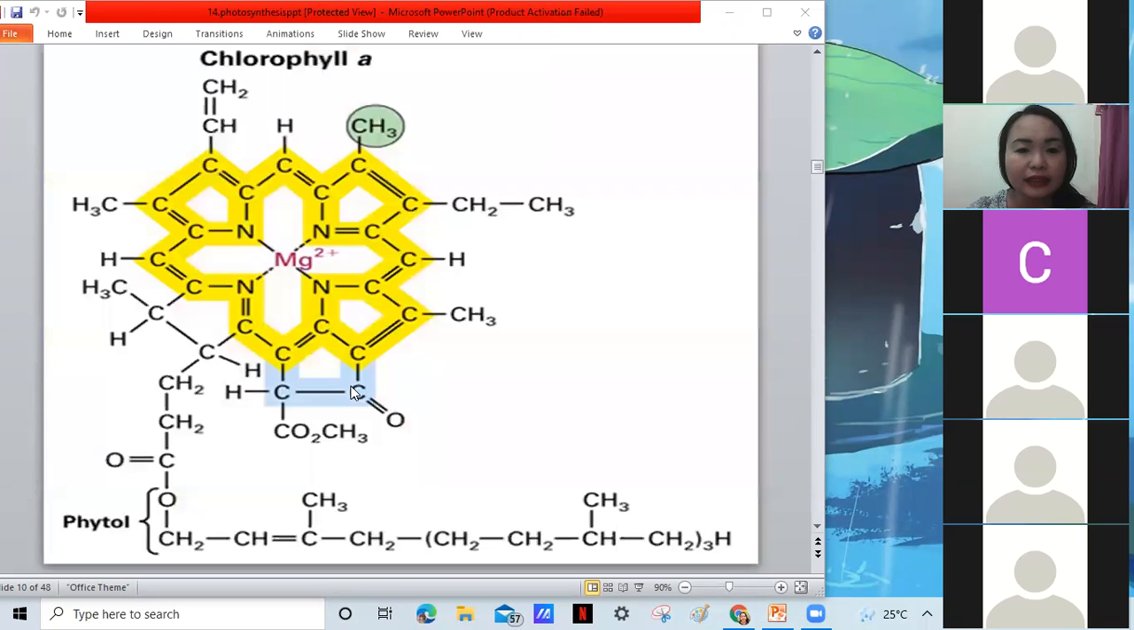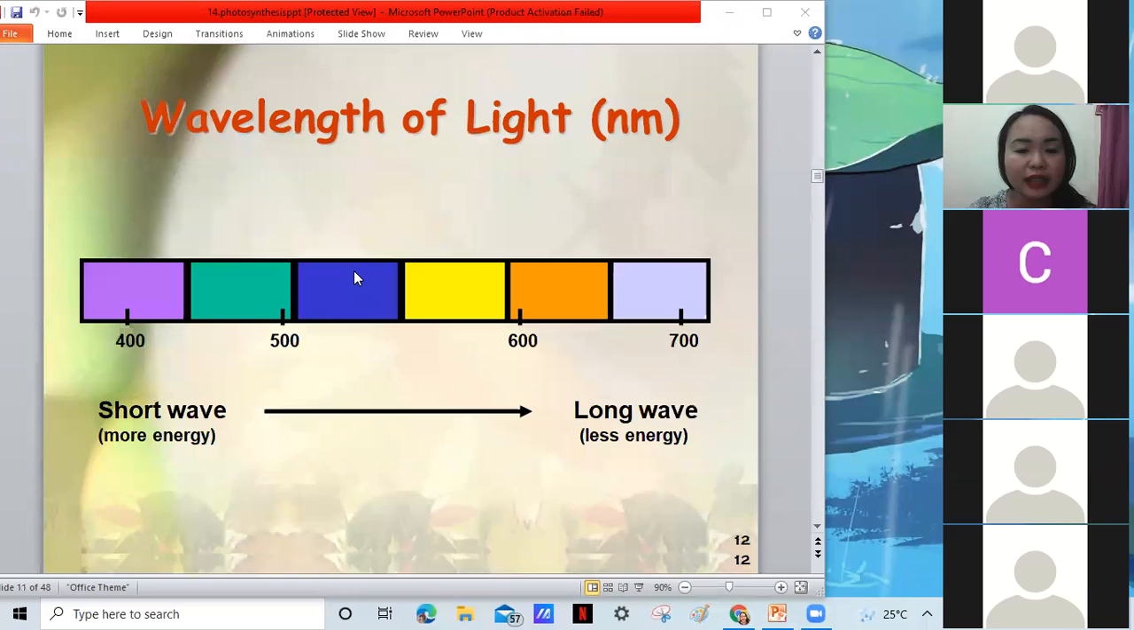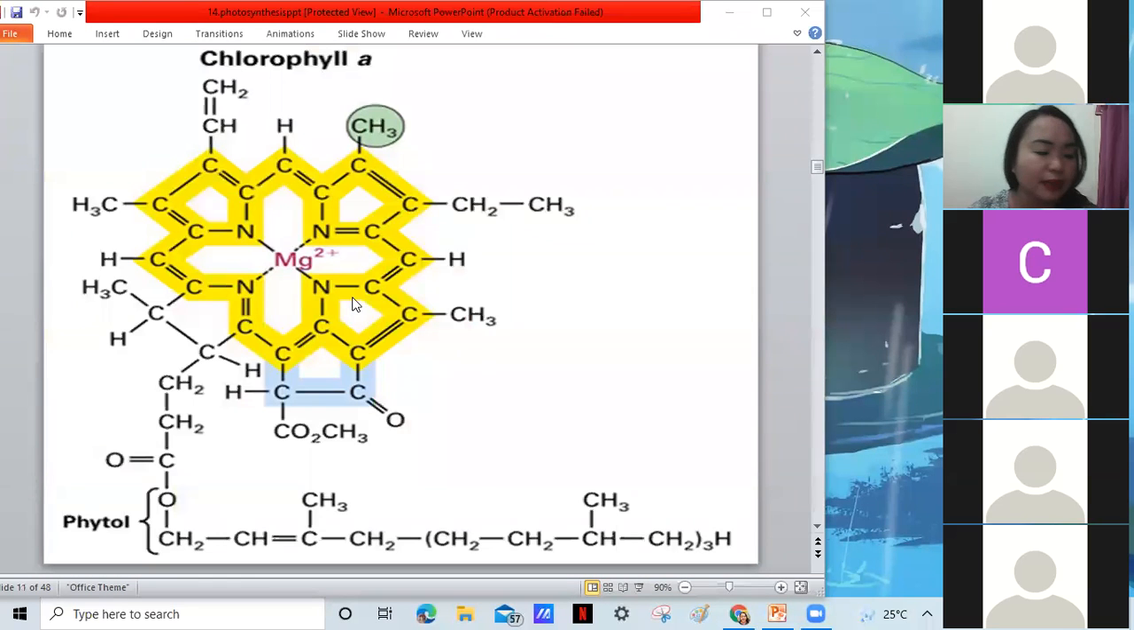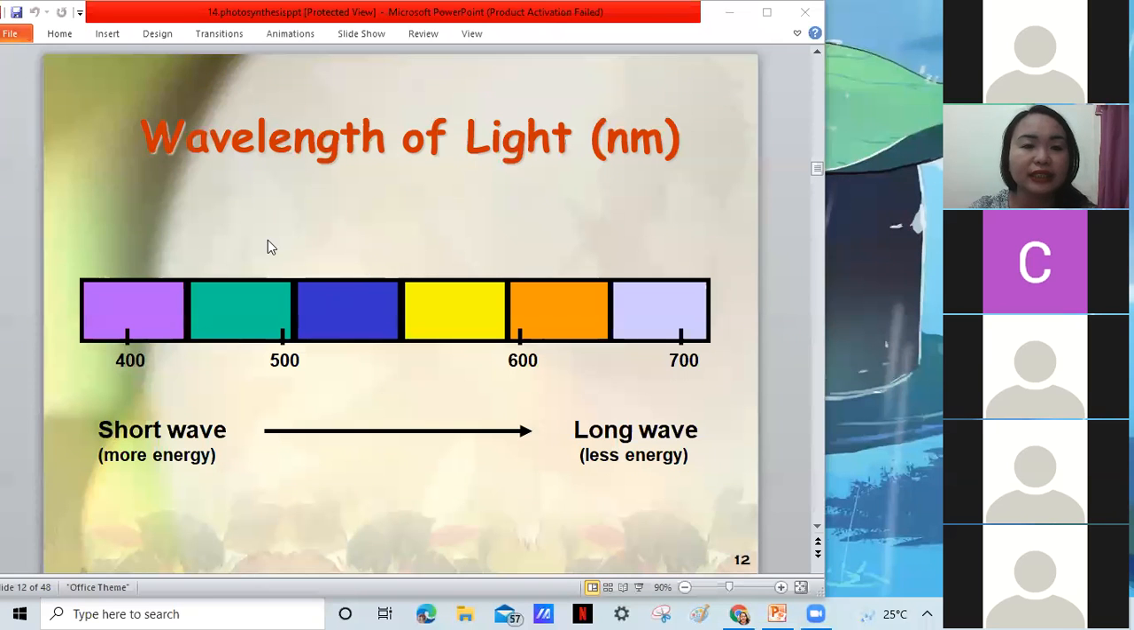No? Unlike dito sa mga, this is the chlorophyll A. So meron din tayong chlorophyll B, which is magkaiba lang ng structure. So this is the wavelength that I'm talking about. So longer waves are the visible light that includes this from 400 to 700 nanometer. Ito yung visible light or wavelength na may biological function sa atin.